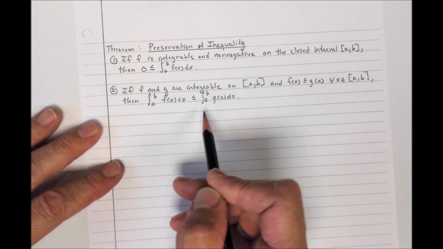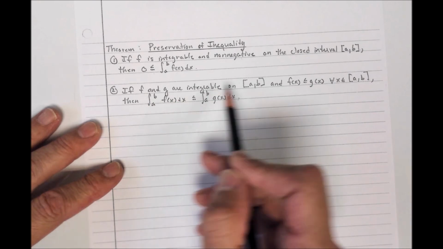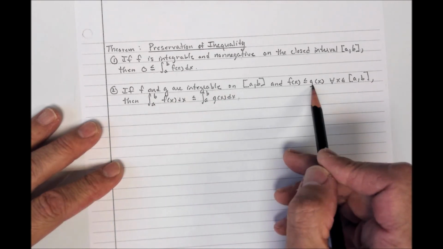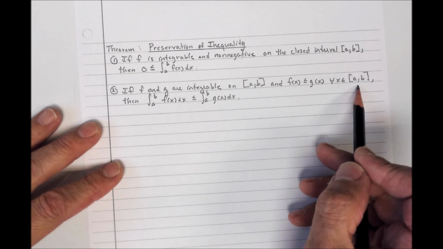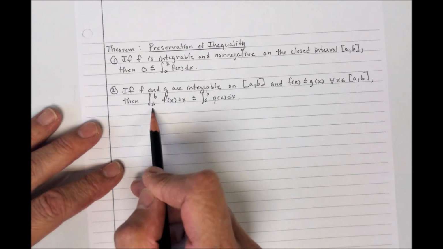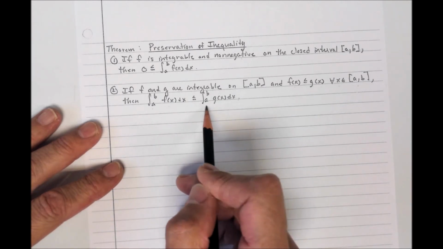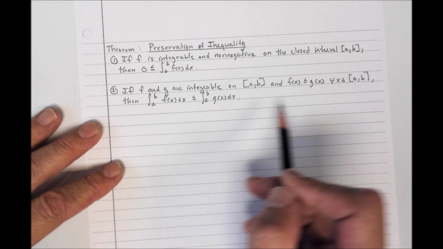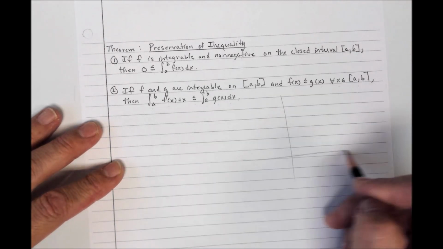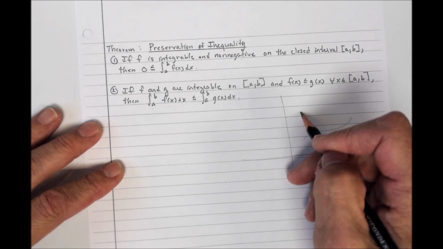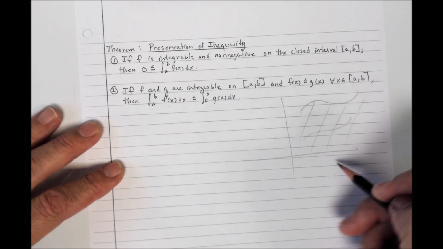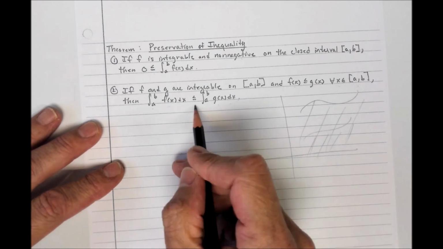If f and g are integrable on a, b, and f of x is less than or equal to g of x for all x in the interval from a to b, then the integral from a to b of f of x dx is going to be less than or equal to the integral from a to b of g of x dx. That kind of makes sense. Here's y equals f of x, here's y equals g of x. This area is going to be more than this area. And that's what this is stating.